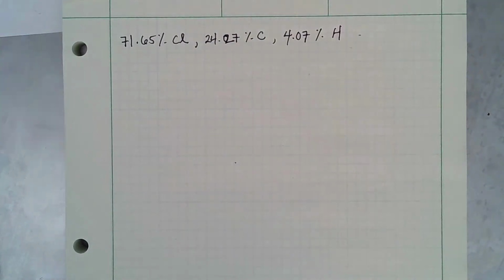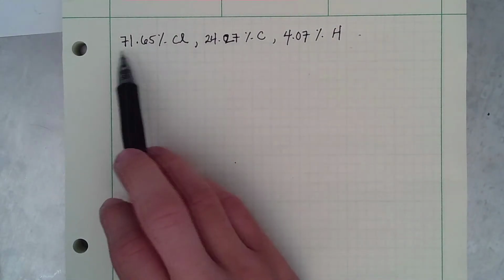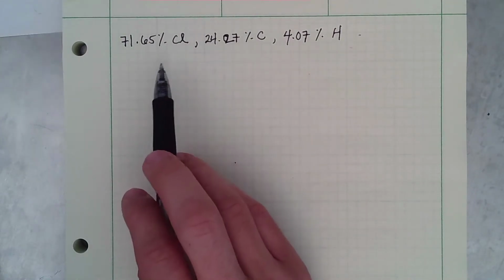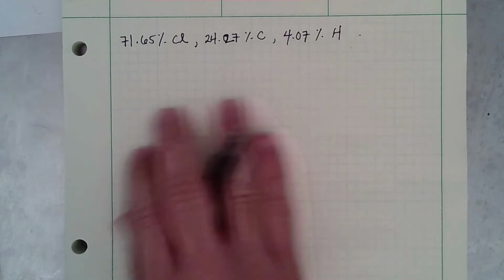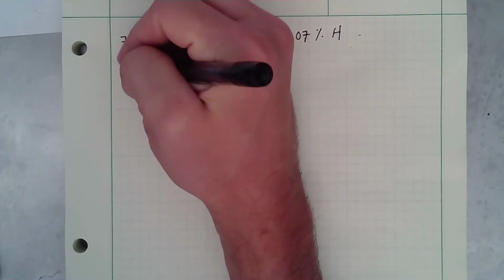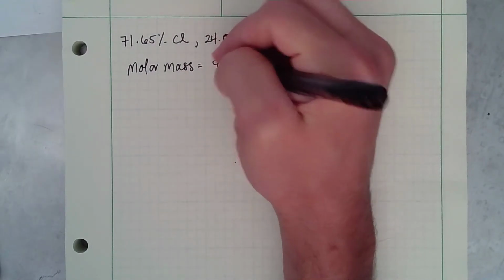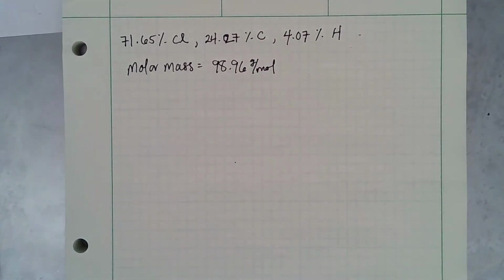hydrogen. Okay. If you're paying close attention at home, you may have noticed that these percentages actually do not add up to 100%. It is, I believe, 99.99%. And like I said before, that is good enough. As long as we're not super far off, then we should be okay. All right, and then the other piece of information we know is that the molar mass of this compound is 98.96 grams per mole. Okay, so we have to determine the empirical formula and the molecular formula.